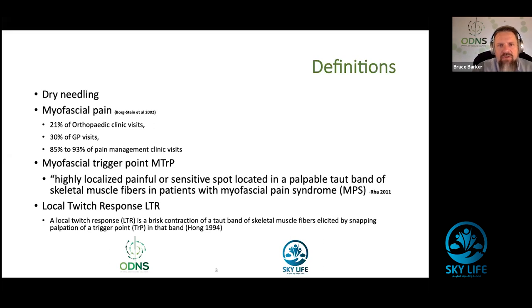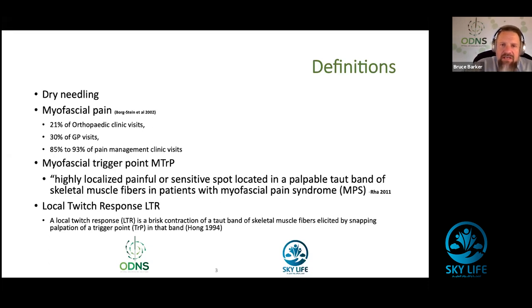And the main target for using dry needling is going to be the treatment of myofascial pain disorders. Now that can be anything, ranging from a tendonitis to a muscle sprain to trigger points in the muscle, that whole field of myofascial pain. Is myofascial pain important? Yes, absolutely. Fully 21% or 30% of GP visits, that's your family doctor visits, will be for myofascial pain, 21% of orthopedic clinic visits, and anything up to 85-93% of specialist pain visits. So yeah, it's an important problem.